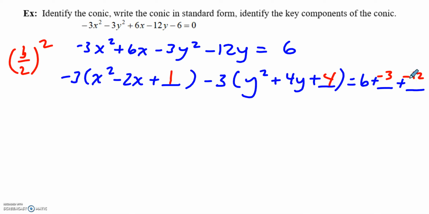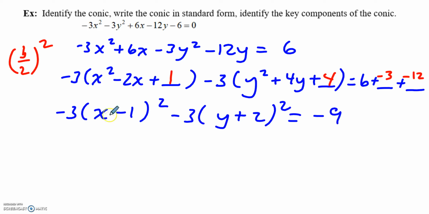All right, I'm going to pause again. Please do so as well. All right, so after that step, I completed the square and got x minus 1 squared, y plus 2 squared.